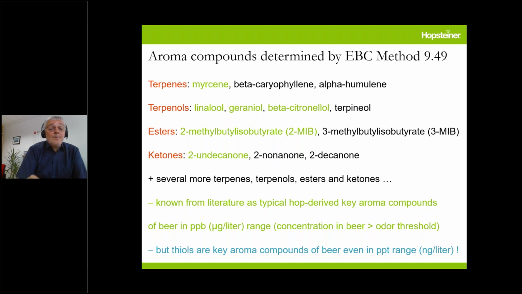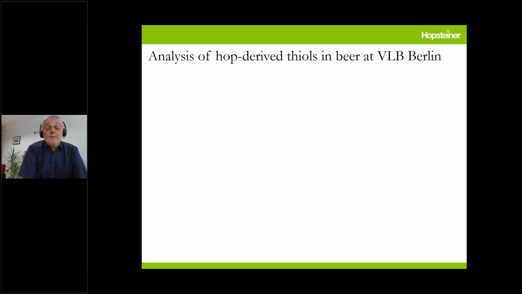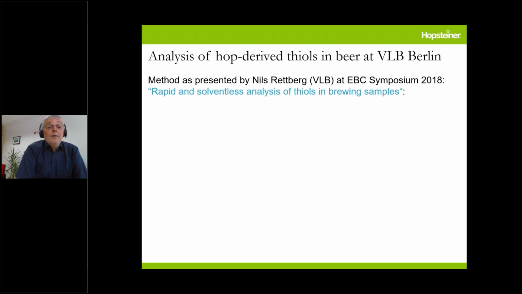However, there is another substance group, the thiols. These are key aroma compounds of beer even in the nanogram per liter, in the ppt range. Their concentrations in beer are very low. Therefore, we cannot analyze these compounds with our headspace trap method, but we send the samples to VLB Berlin.